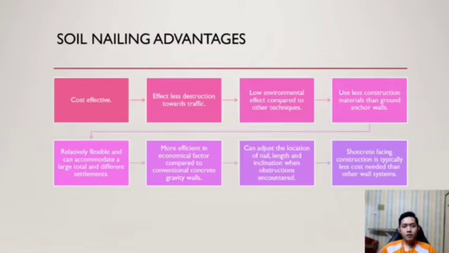And these are soil nailing advantages. The first one is cost effective. The second one is less disruption towards traffic. Next is low environmental effect compared to other techniques. Fourth, it uses less construction materials than ground anchor walls.